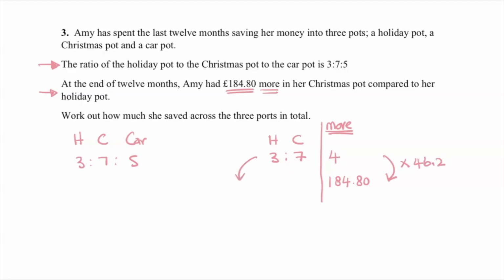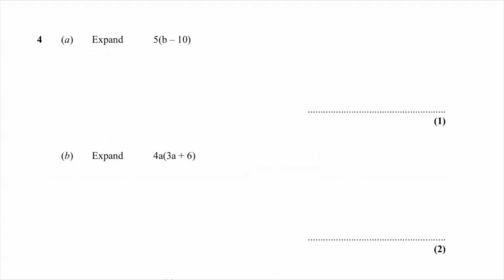Now I've got to work out how much she saved across all 3 pots in total. So I'm going to do that multiplication on the original one that I wrote. And then the last thing is to add them all together. So a total of £693.